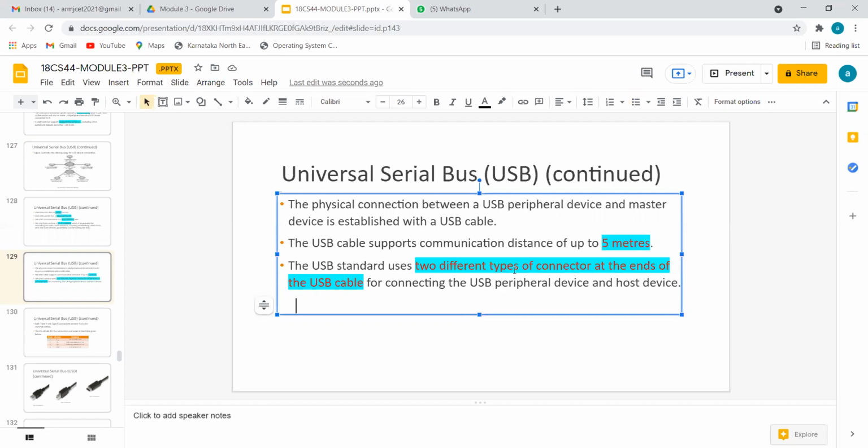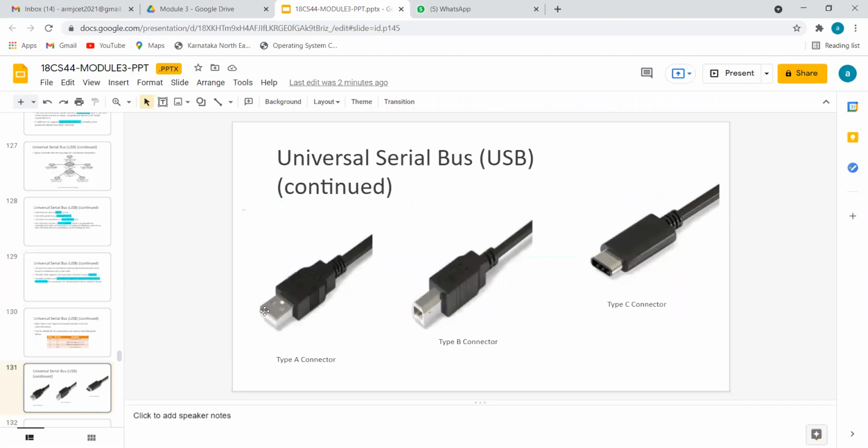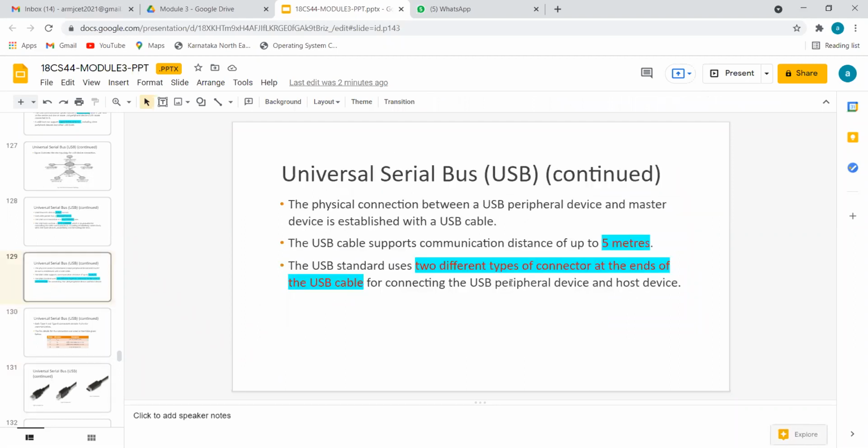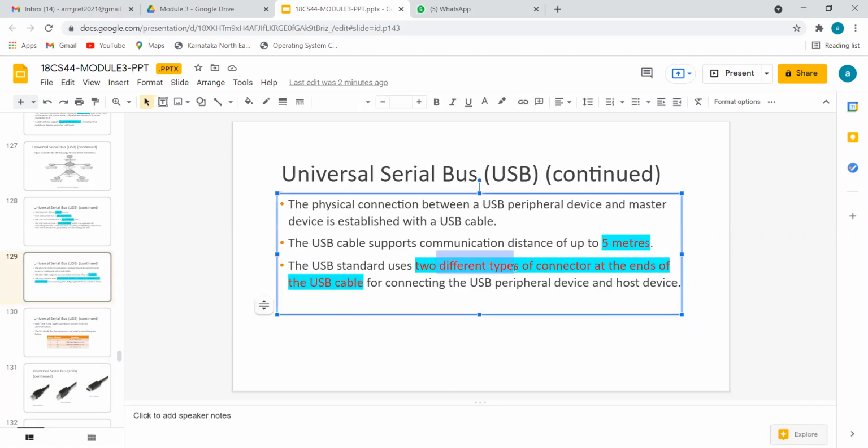There are two types of connection ends. Having the same USB architecture on both sides is not possible. If you take your mobile charger, one side is USB and the other side will be a little thinner. I hope one side will be Type A and one side Type C. So they will be different. You can see two different types of ends for a USB cable.